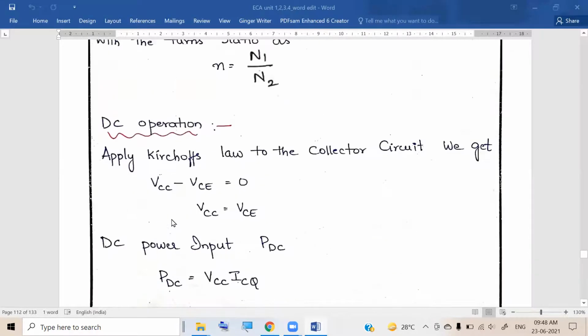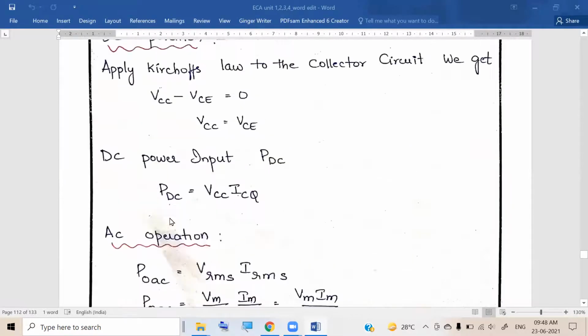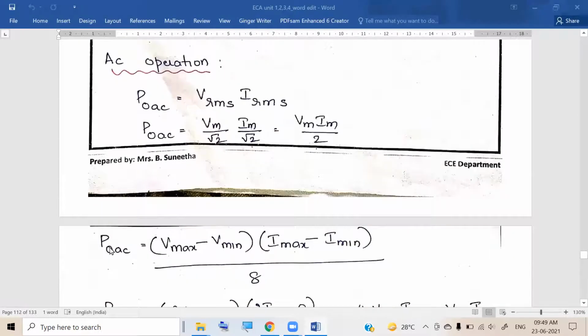Next, AC. What is the formula we had? We had the formula for output AC power: Vmax minus Vmin into Imax minus Imin by 8. Right?